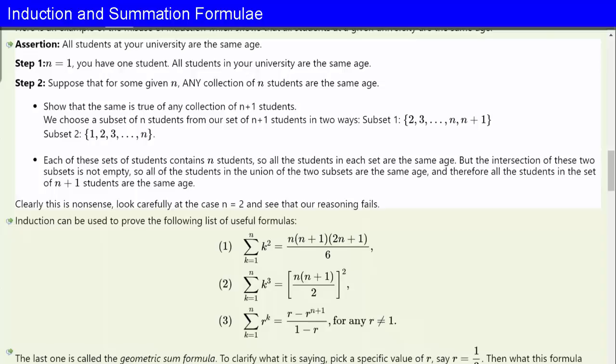Obviously, this is nonsense. To see where the induction fails, look carefully at the case n equals 2 and see that our argument fails in that case.